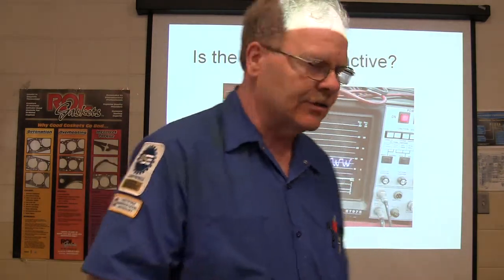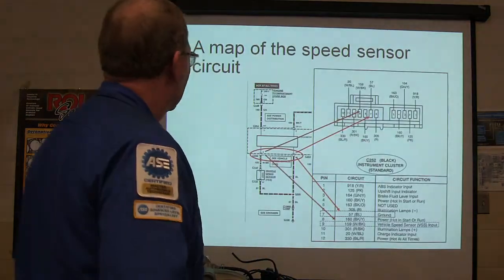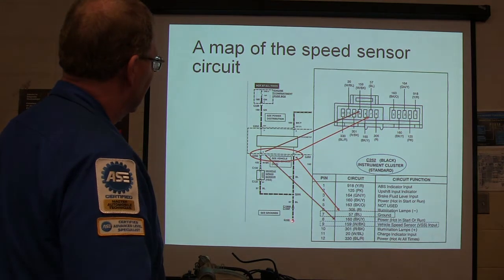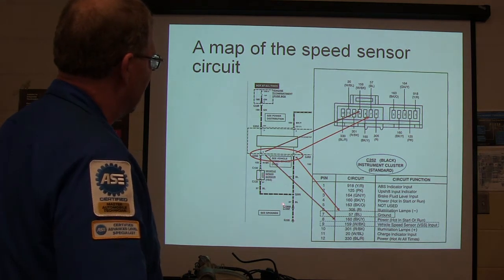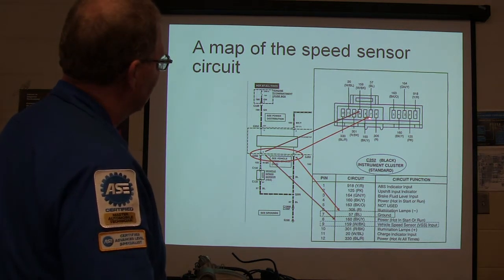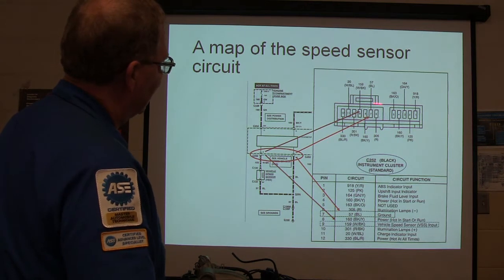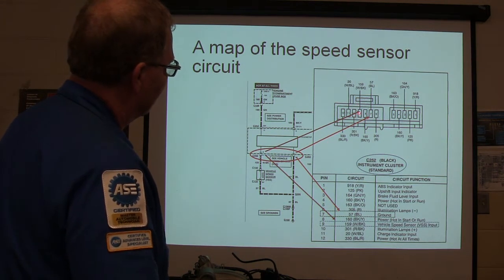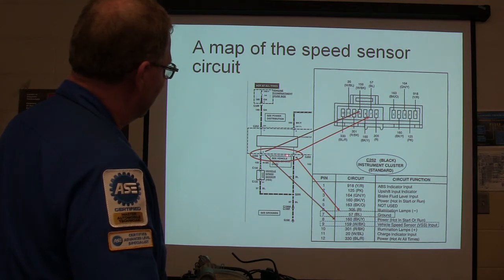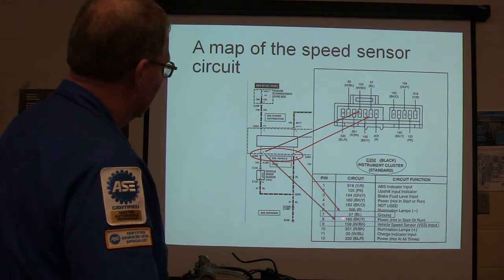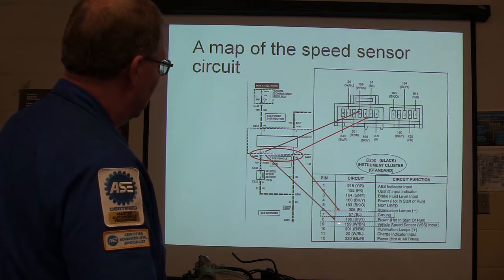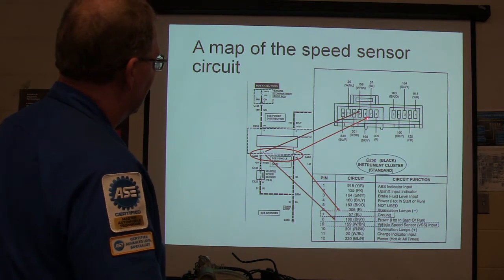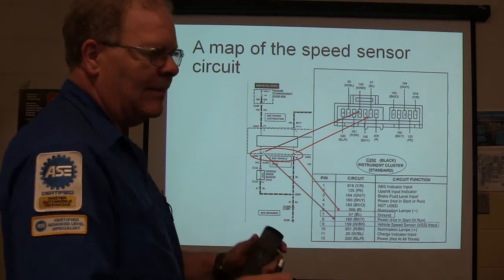So we've got something else going on here. Alright, so I've got a map of the speed sensor circuit. We had already replaced the speed sensor, but we got no activity here. You might notice that this is the back of the instrument cluster, and pin 7, you see pin 7 right there, is going to be ground. And vehicle speed sensor input is pin 9. So basically I go between those two with my meter.